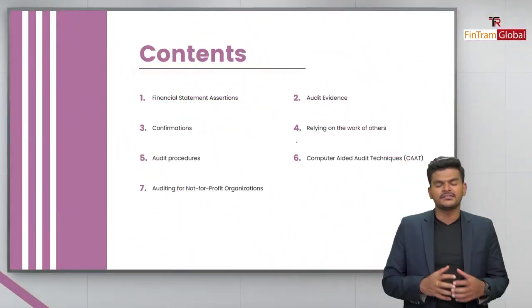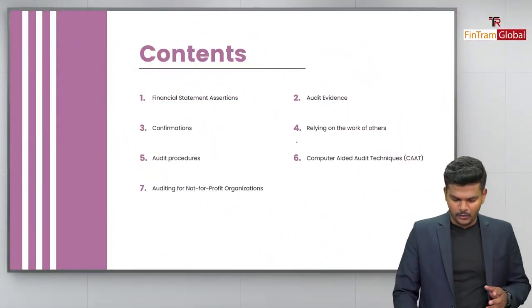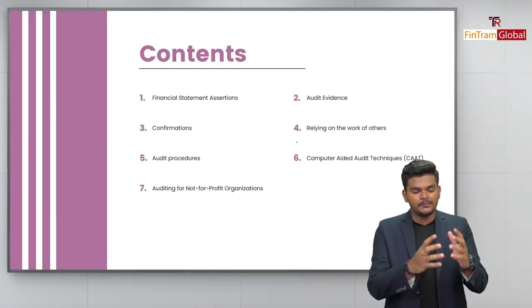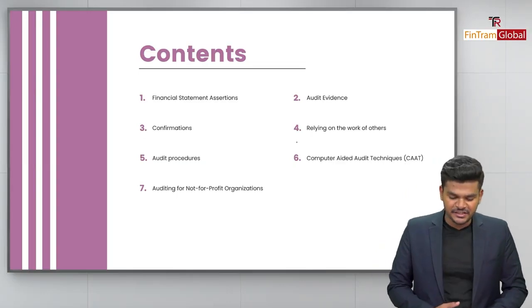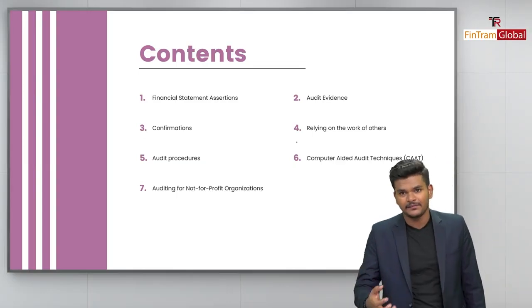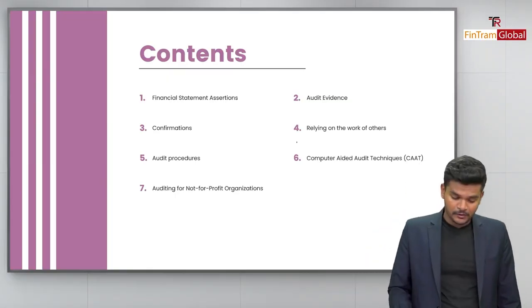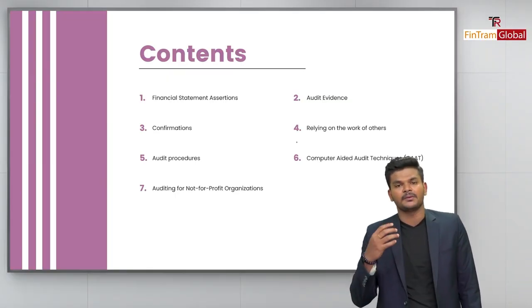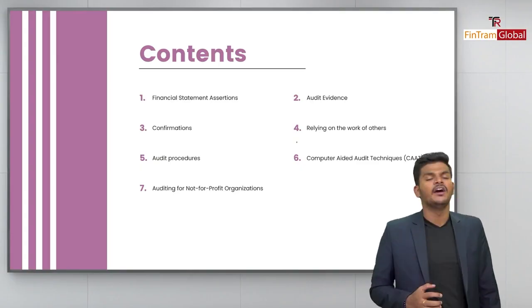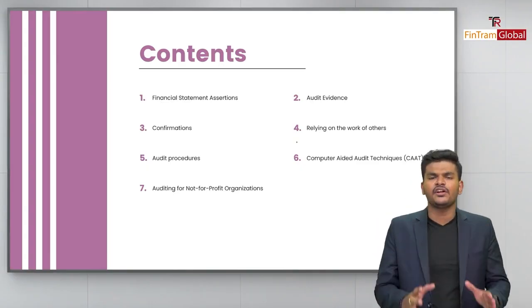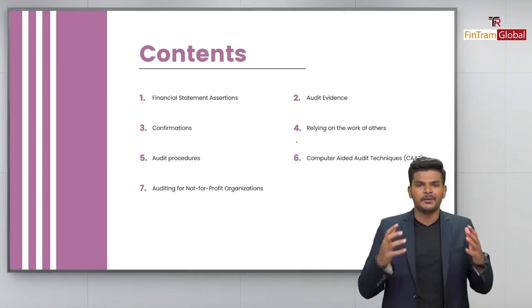So as you can see on the screen over here, we're talking about audit evidence and what key topics we have learned throughout our sessions. First of all, we looked at financial statement assertions. We looked at audit evidence itself, the standards itself, right? And then confirmations. We talked about relying on the work of others. We talked about audit procedures. We talked about computer-aided audit techniques as well as audit for not-for-profit organizations, right? So let's go through these key topics one by one so that you can refresh your memories again, shall we?